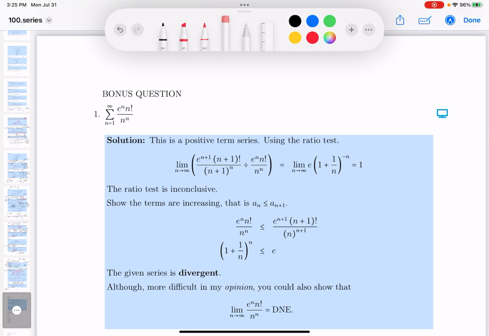Okay, so looking at number one, it's a positive term series. So I'm going to use the ratio test again, hope for the best. And what does it give you? I write this down. It's the absolute value of e to the n plus 1, then you're going to get n plus 1 factorial. Then you get n plus 1 to the n plus 1, times, I like to do the multiplication by the reciprocal, n to the n, e to the n factorial.